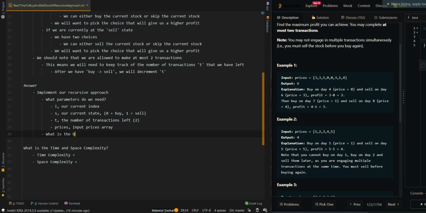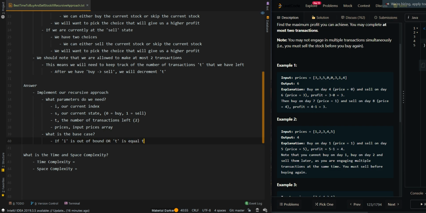What's the base case? If I is out of bounds, or T is equal to 0, this means we cannot perform any more transactions, so the maximum profit we can get is 0, so we just return 0.